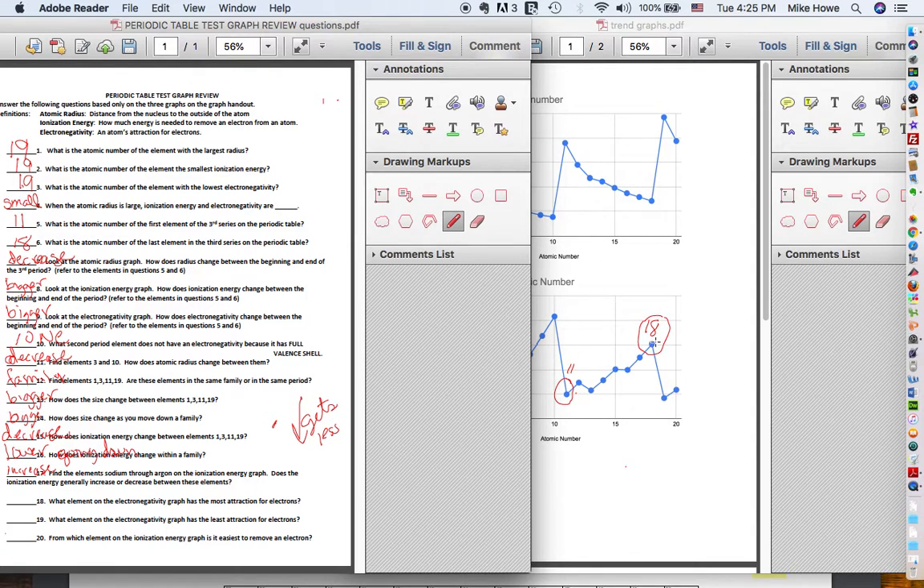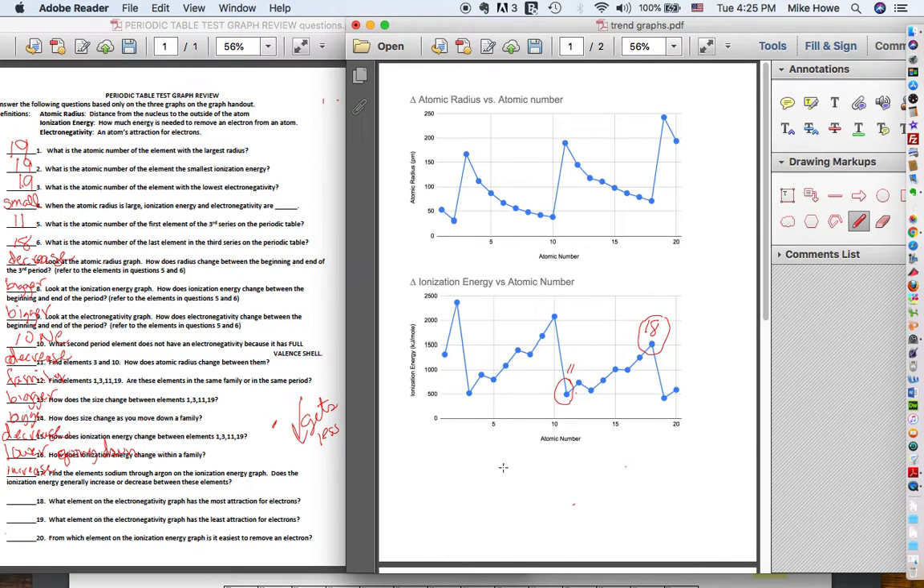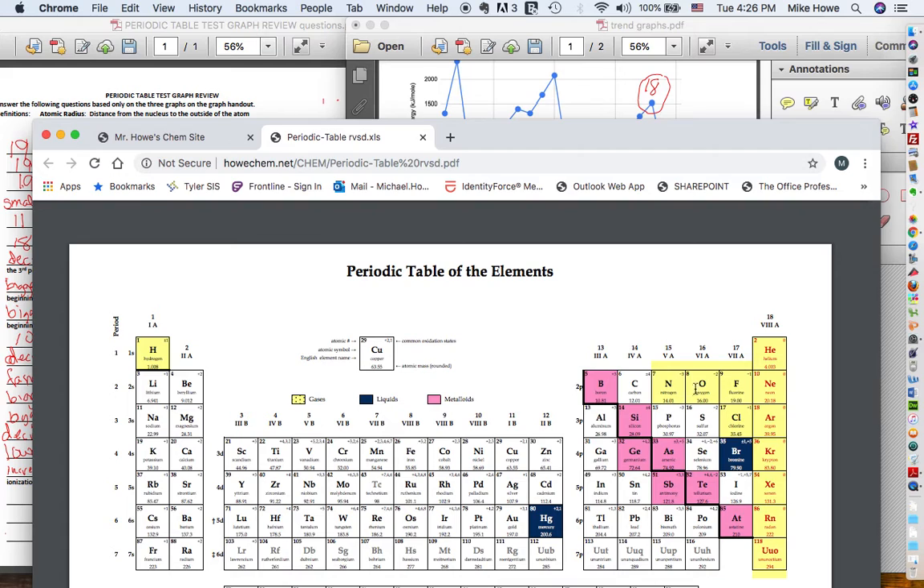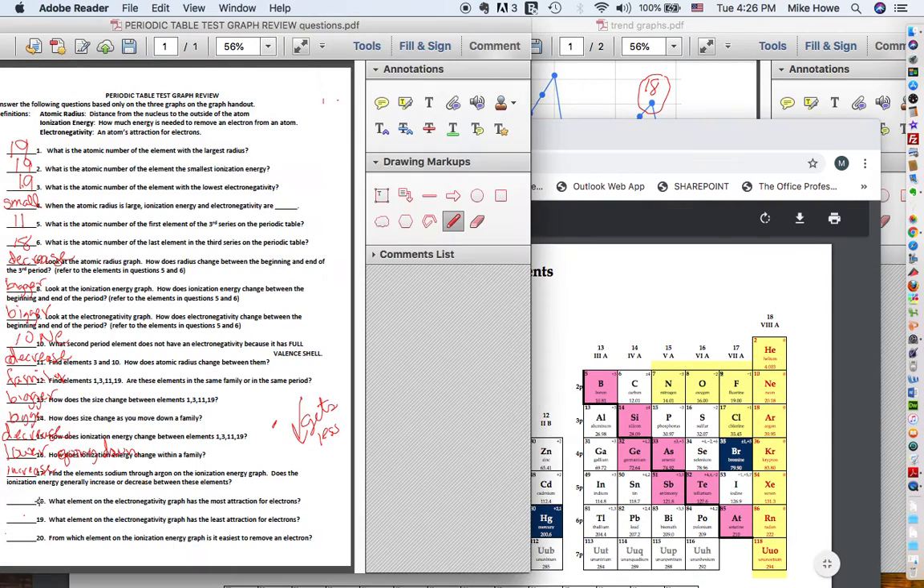Now what element on the electronegativity graph has the most attraction for electrons? So we go over here to the electronegativity graph. Which one is it? The highest attraction. It's this one. What element is that? This is element 10, which is not there. The one right in front of that would be 9, or 5, 6, 7, 8, 9. Now what is element 9? So you go over here and look for it. This is element 9 up here. See fluorine right there. So that's fluorine, F.